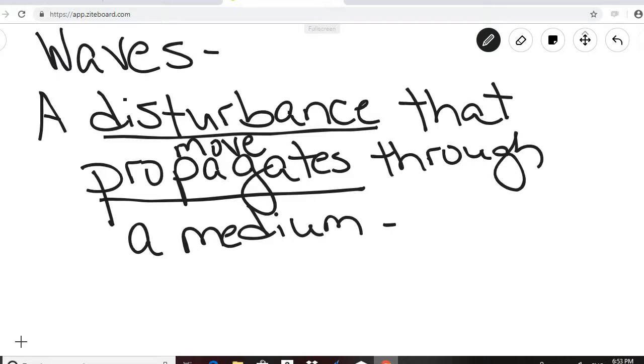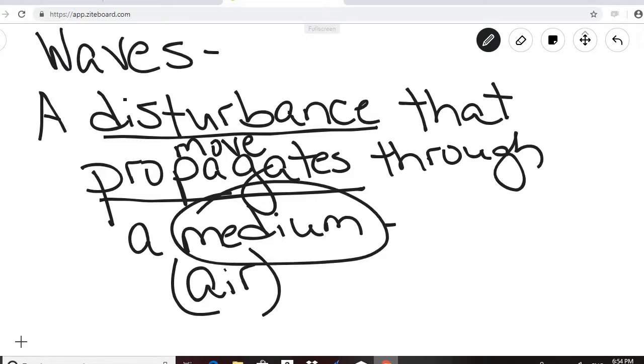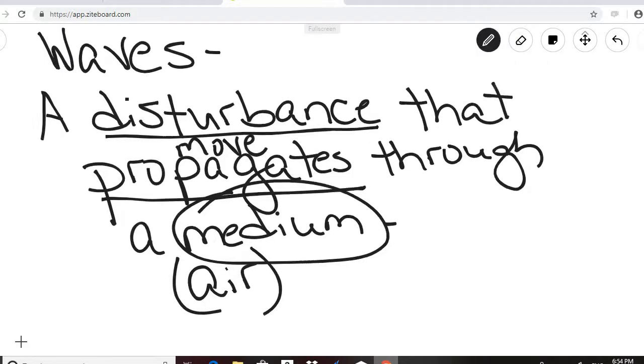And as I said earlier, the medium that we're going to particularly look at today and next week will be air, although we'll look at some other things, and how sound waves and light waves propagate through that medium.